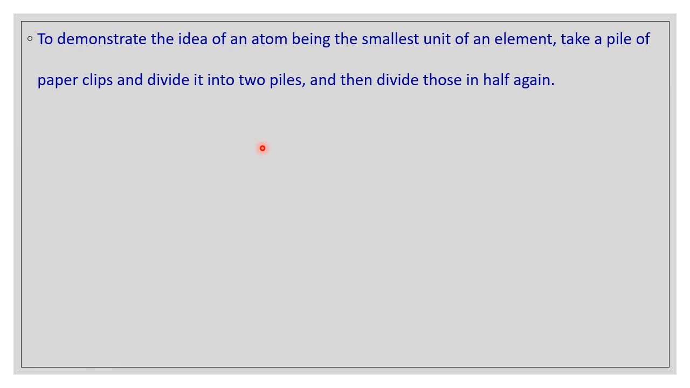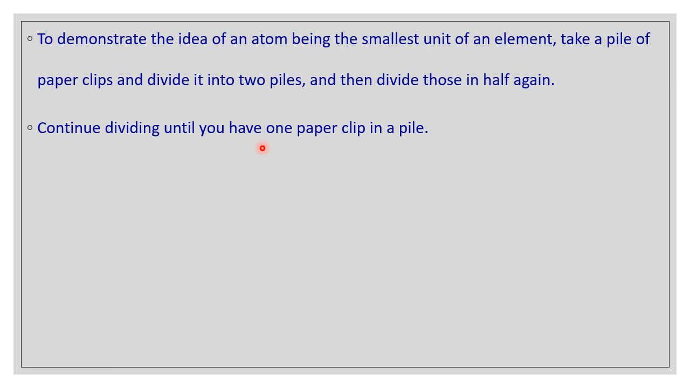Then what will you tell? Let us see what you want to convince yourself to understand: the smallest particle of an atom, right? Okay. Now, what will you say? Continue dividing until you have one paper clip in a pile. What does this mean? You have taken some collection of clips used in the office. Now go on dividing into two groups, four groups, eight groups, 16, 32, and at the end what will you get? You get only one clip.